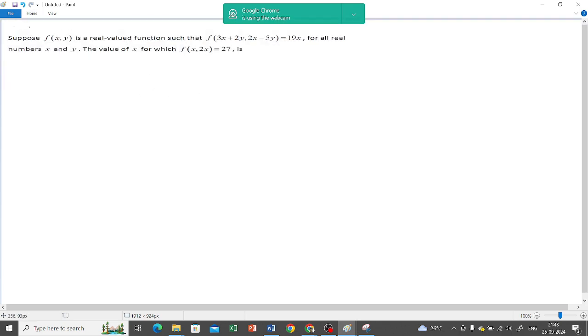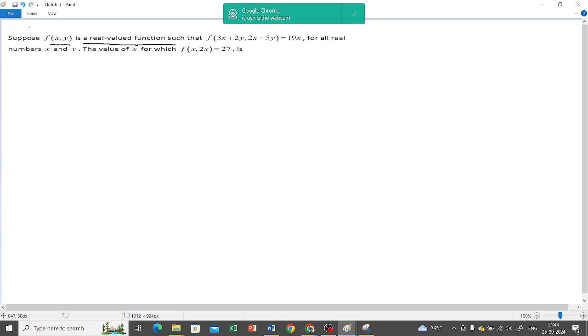Suppose f(x, y) is a real valued function. Again, it is a sum based on function. It's a real valued function such that f(3x + 2y, 2x - 5y) is equal to 19x for all real numbers x and y. The value of x for which f(x, 2x) is 27.